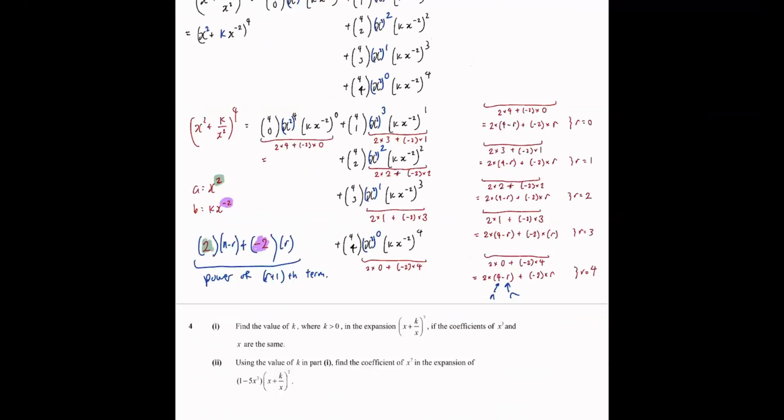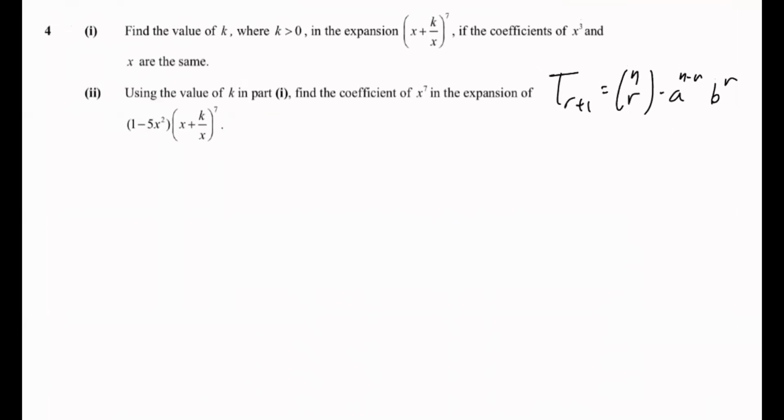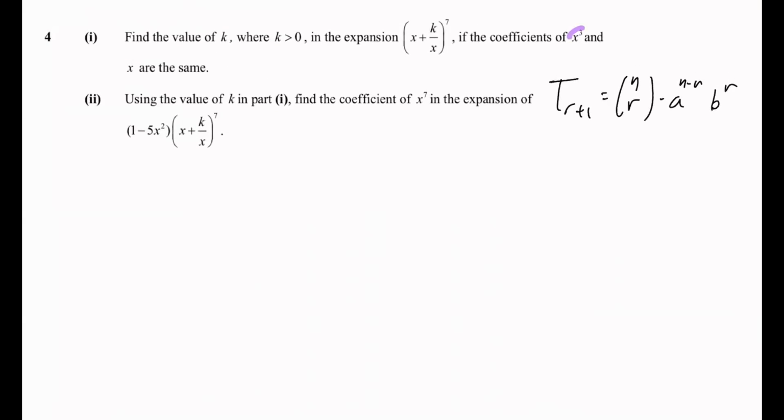Okay, let's read the question. So here you got the value of k you want to find. Then they tell you something about the coefficients. X cubed and x, they are the same. So what we can do now is to figure out a pattern, figure out what is the T r plus 1 in this question.